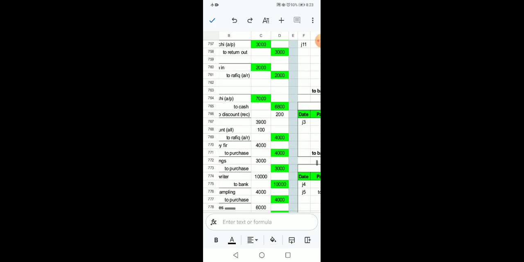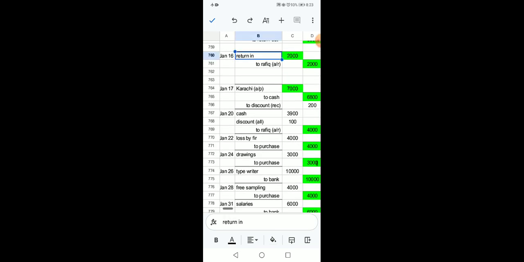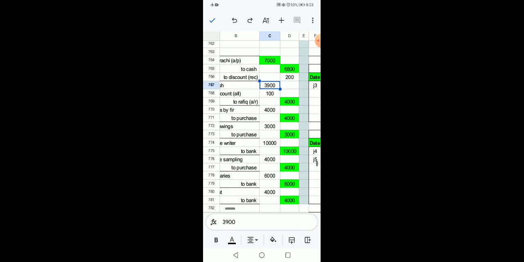So return in's ledger is also completed. Here was return in, we have marked it as done. Now these are unmarked entries. Next ledger is discount received ledger.